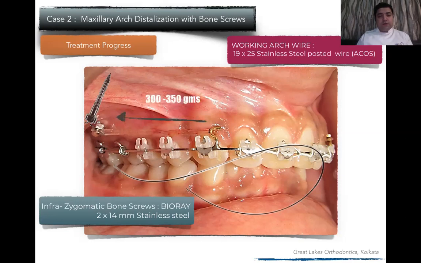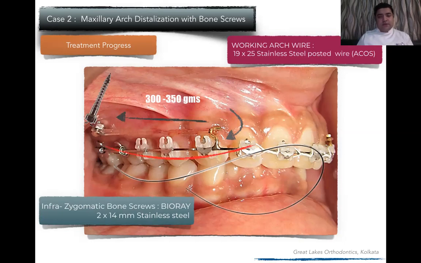So the amount of force that is given from the bone screw for distalization of the maxillary arch on a single side is about 300 to 350 grams. You can give it with an E-chain or with a coil spring. It's up to you. But what does it do? It brings about a clockwise rotation, which means that the upper incisors are going to become a bit retroclined. Now, it is detrimental in this case because the upper incisors are already retroclined because it's a class 2 division 2 case. So what we do is that we give a sweep in the wire.